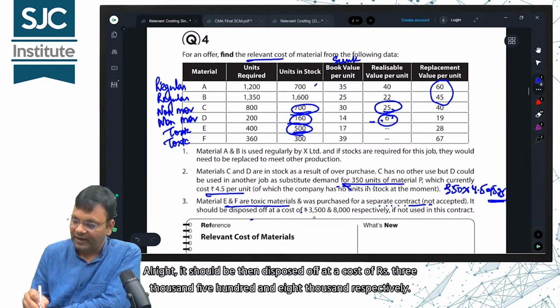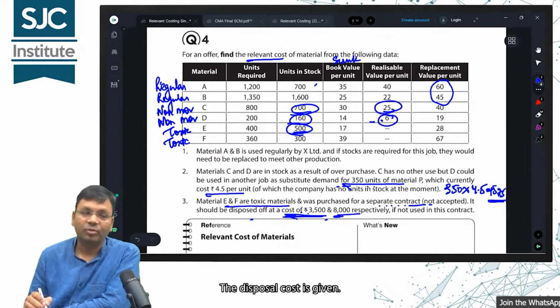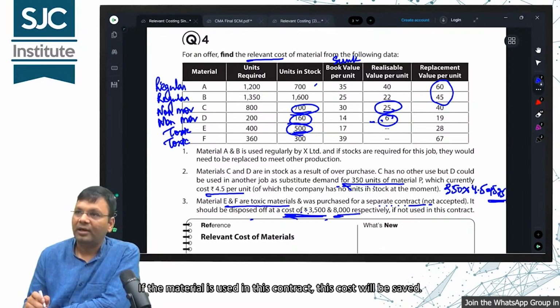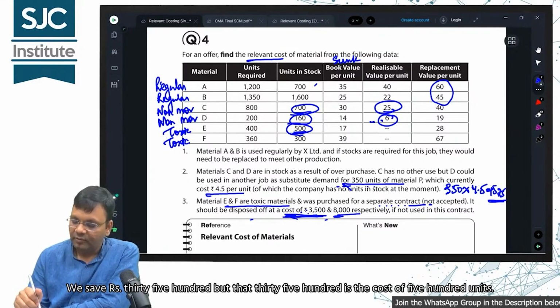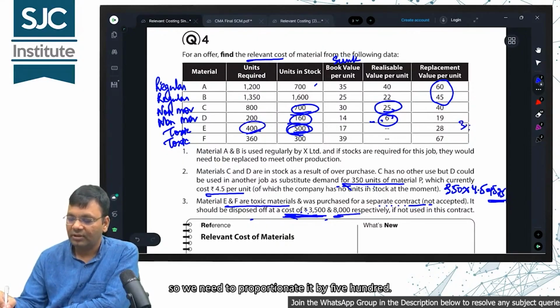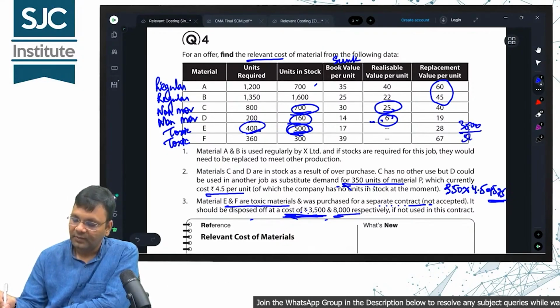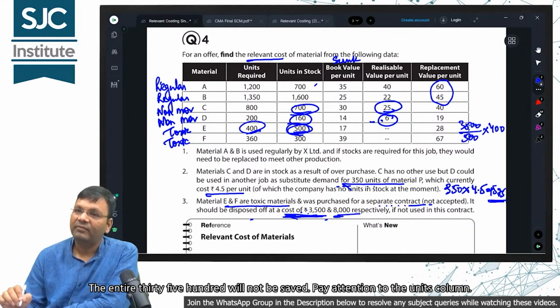Alright, it should then be disposed of at a cost of 3,500 and 8,000 respectively. The disposal cost is given. If the material is used in this contract, this cost will be saved. We save 3,500 rupees, but that 3,500 is the cost of 500 units. And how much is needed? 400, so we need to proportionate it: divided by 500, multiplied by 400 will be saved. The entire 3,500 will not be saved.